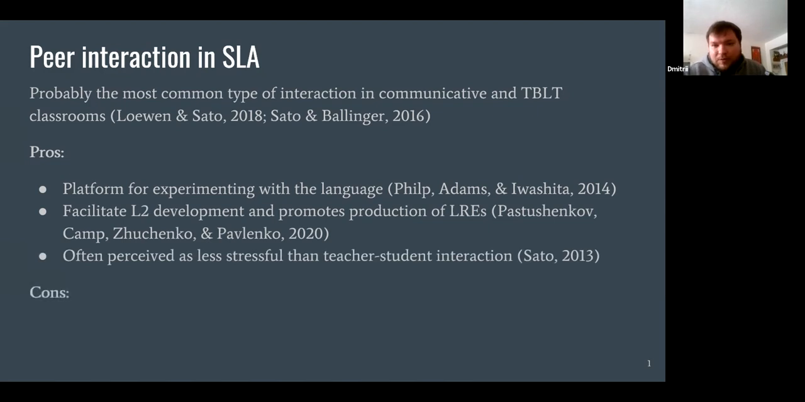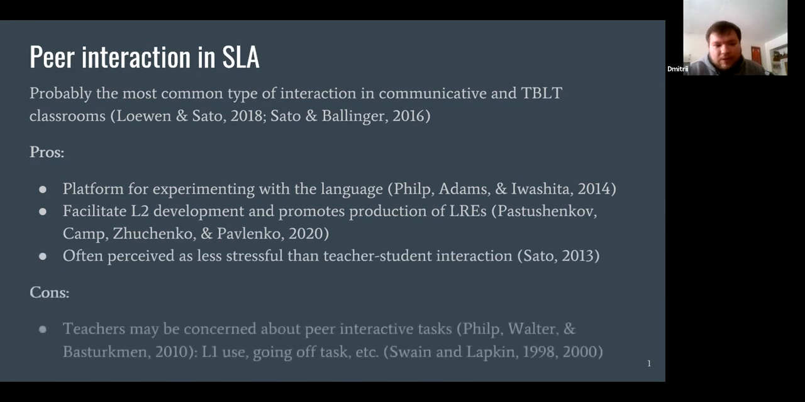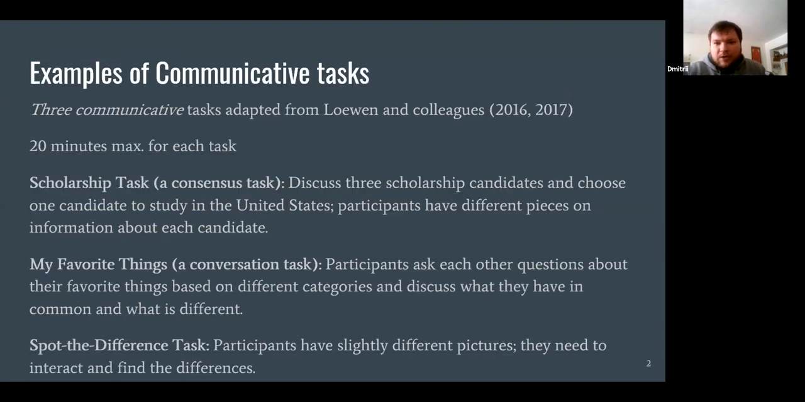Of course, peer interaction has its cons. Many teachers are concerned about peer interactive tasks because L1 use may get out of hand, or students may go off task talking with their peers. Instead of doing the task, they will talk about, I don't know, football, for example. There are so many types of communicative tasks that we don't have time to discuss every one of them. I just want to show you one task.